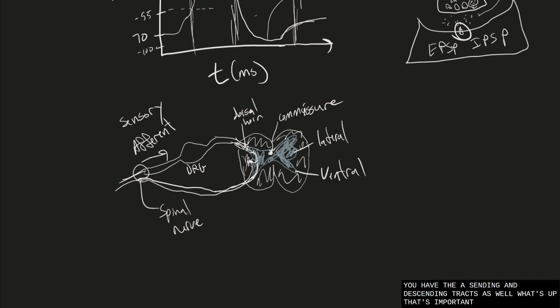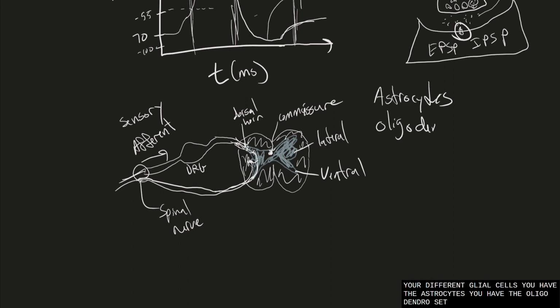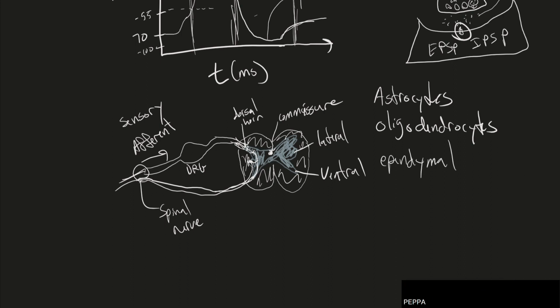So that's important. You have the different cells in the brain and the central nervous system as well. I know I jumped around a little bit here going into the spinal cord, but back to the brain, you have your different glial cells. You have the astrocytes, the oligodendrocytes, and your other ones, the ependymal cells. And then your last one is your microglia.